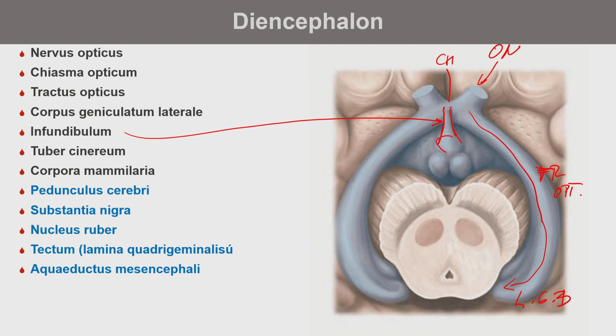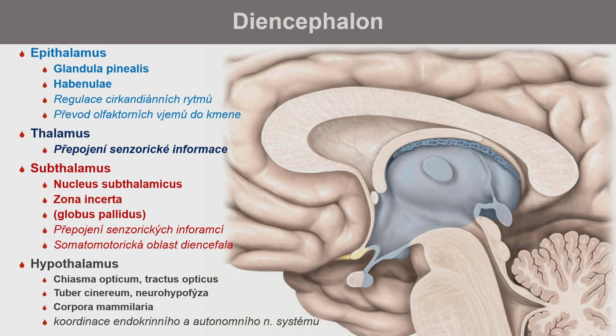This structure here is called tuber cinereum, and those two structures corpora mammillaria, mammillary bodies. Mammillary bodies are paired, and they were called in the 19th century and before testes cerebri, because it looks like testes.